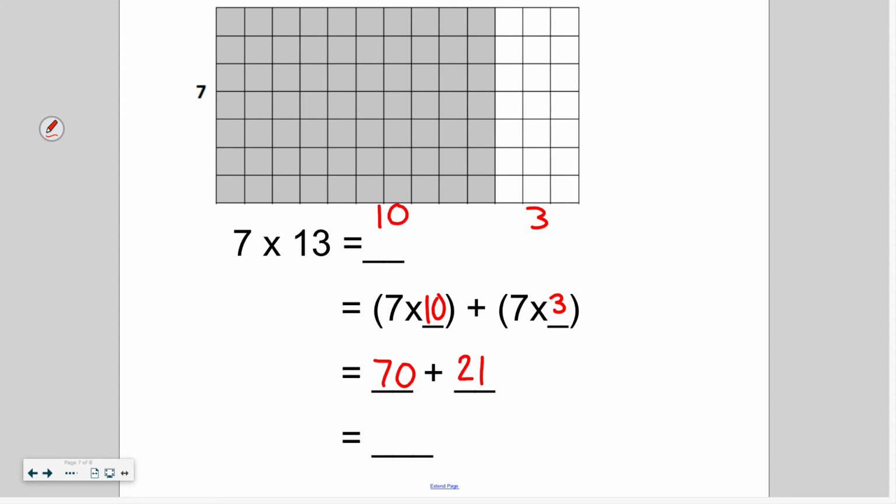So 70 plus 21. Let's go ahead and add that up. 70 and 21. 1 plus 0 is 1. 7 plus 2 is 9. 91. So the area of this rectangle is 91 square units.